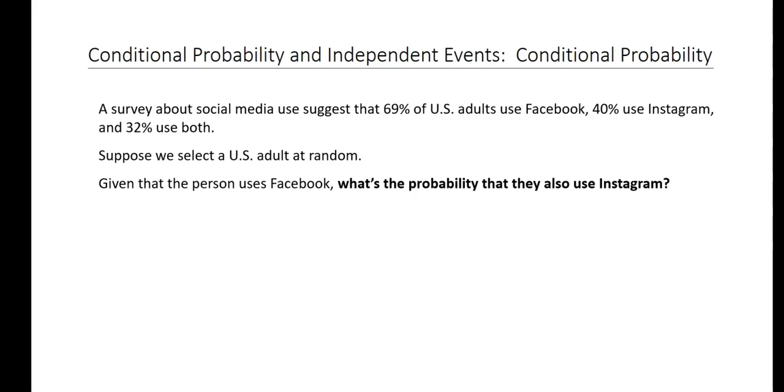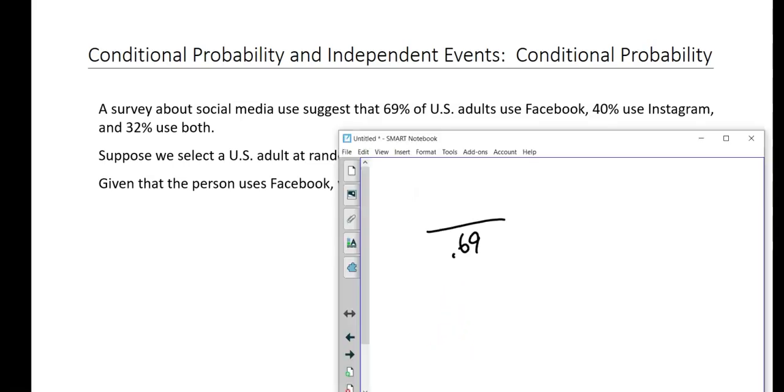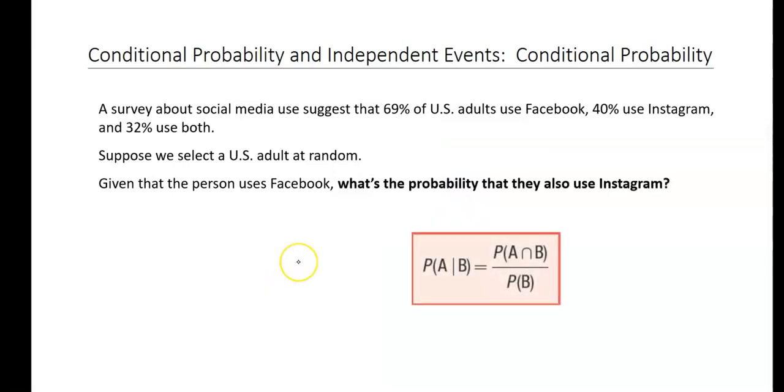So also use Instagram. This one I've got to think about. I think this is going to be 0.32, right? Divided by 0.69. Let's see what they get. 0.32 divided by 0.69, so 0.64. That's just hard on the brain. You have to think about it.